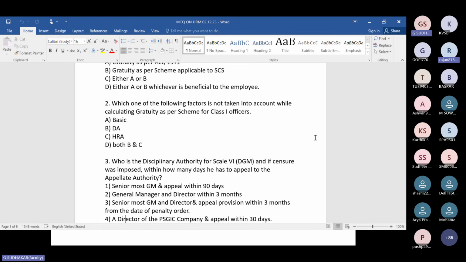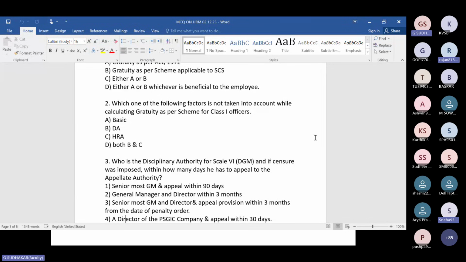It is a negative question. While calculating gratuity as per scheme, which one is not taken into account? Basic, DA, HRA, both B and C. Answer is A. The basic is not taken into account. Madam, which is not taken into account? Sir, C. It is B and C. So B and C is correct.